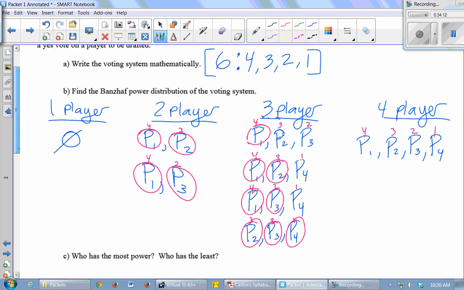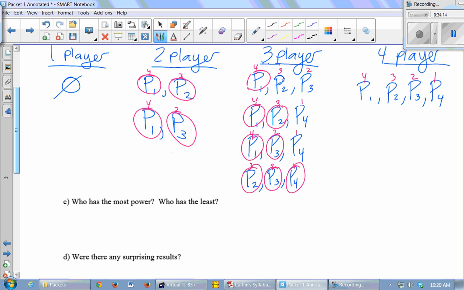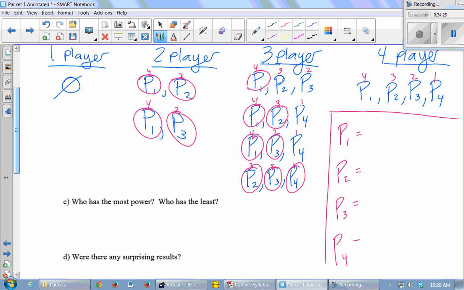All right, so now I just have to calculate my fractions or percentages. We'll do that over here. So player 1, player 2. Okay, so my total number of circles is 12. So that's my denominator. And then of those 12 circles, how many are player 1s? 5.